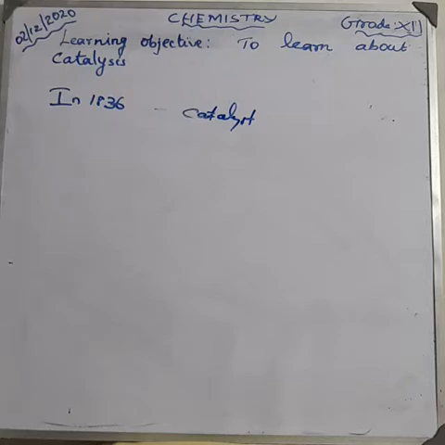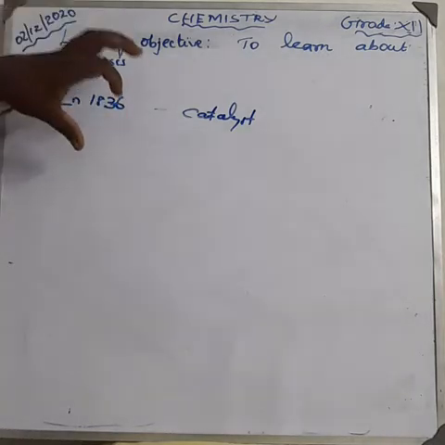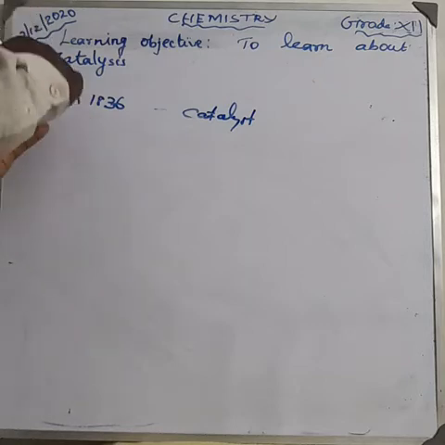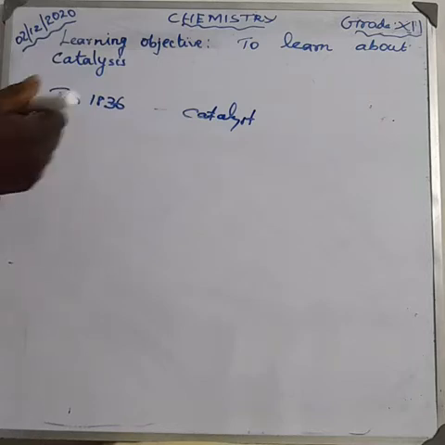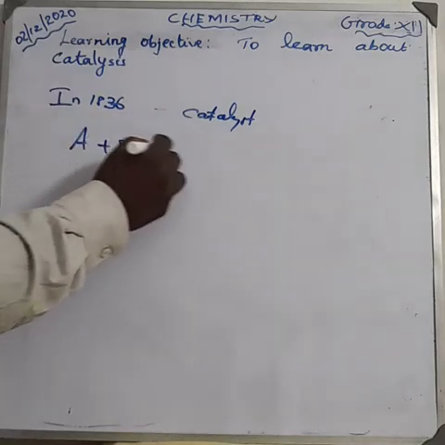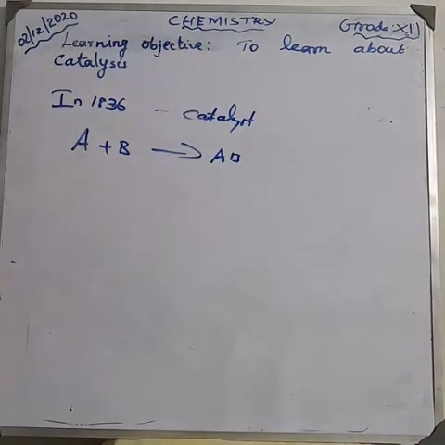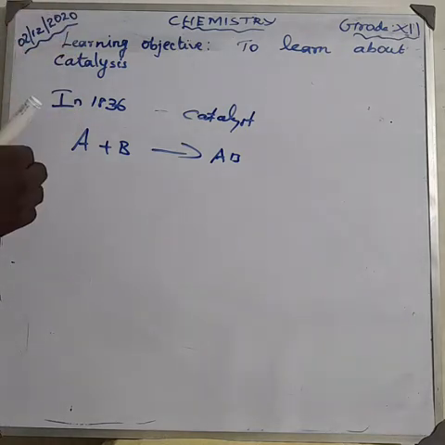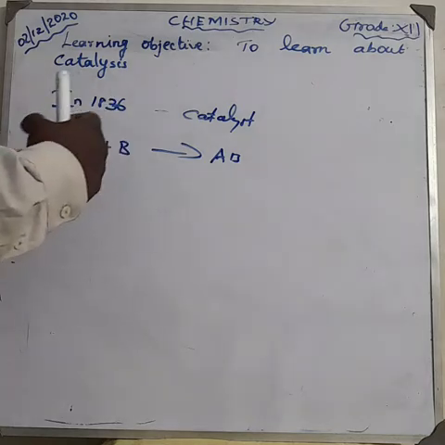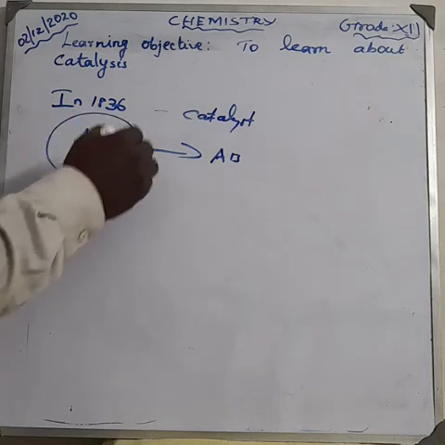In 1836, one of the great scientists, Berzelius, identified a certain substance that loosens the bond in the reacting molecule. For example, take the reaction A plus B gives AB. Whenever we add this substance, it can loosen the bond in the reacting molecule and also increase the rate of the reaction.